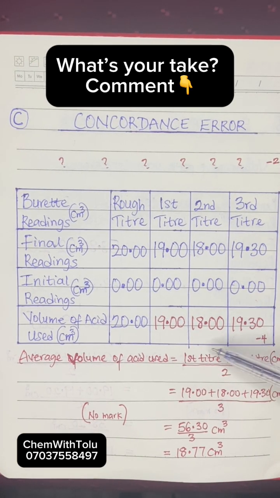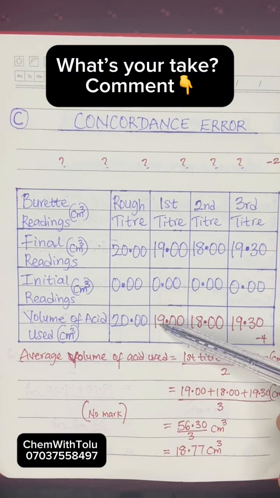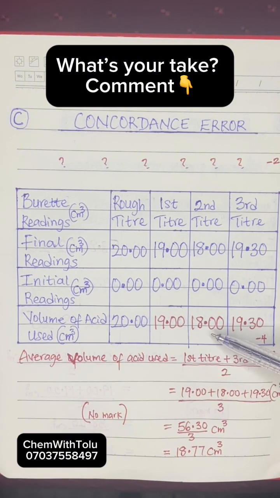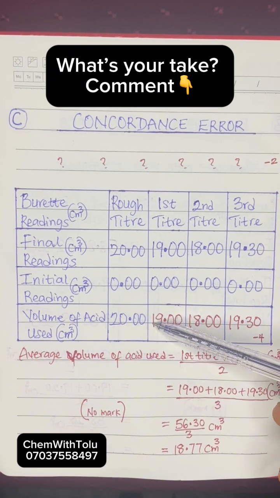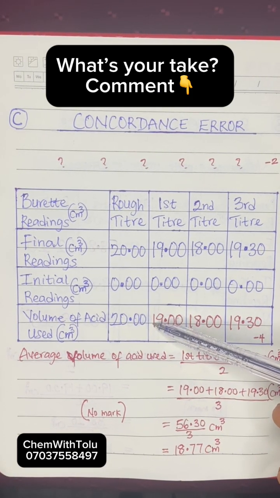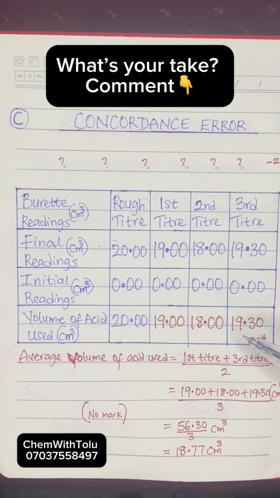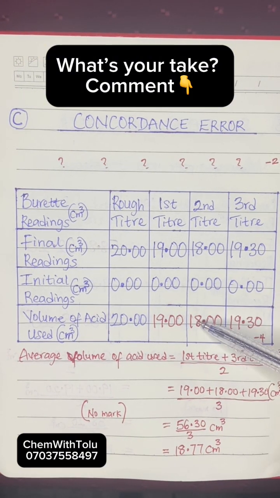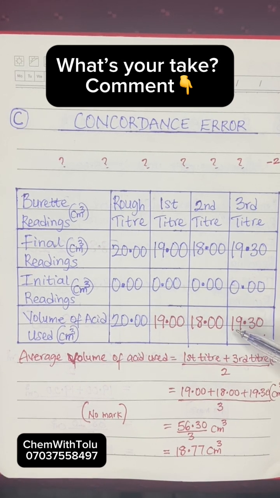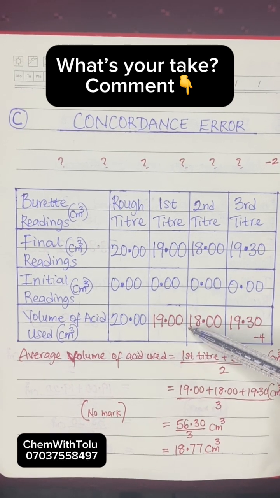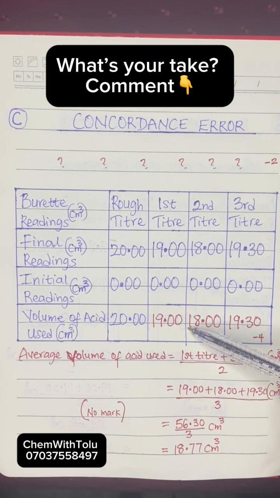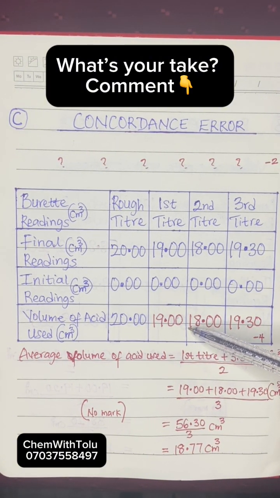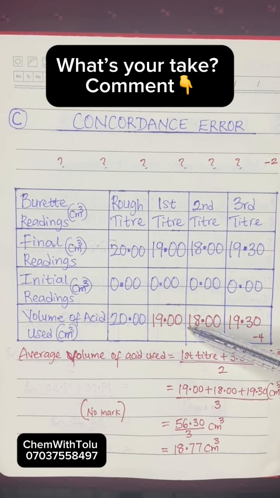And then going back to this now, if you look at this 19.00 and then 18.00. Now 18.00 minus 19.00, that will give us 1.00, way bigger than the normal value of 0.10. Now if you look at the difference between second titer and third titer, that is 19.30 minus 18.00, that will give 1.30 centimeter cube. Wow, that's way too big and higher than that 0.10.